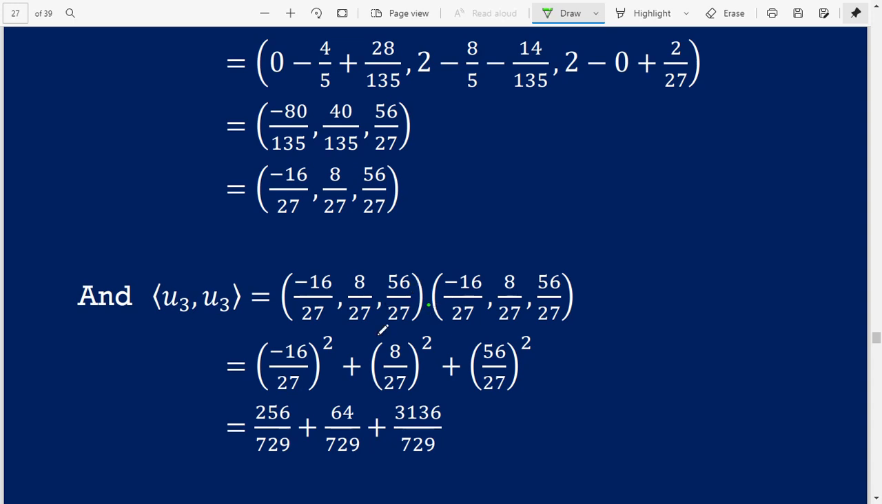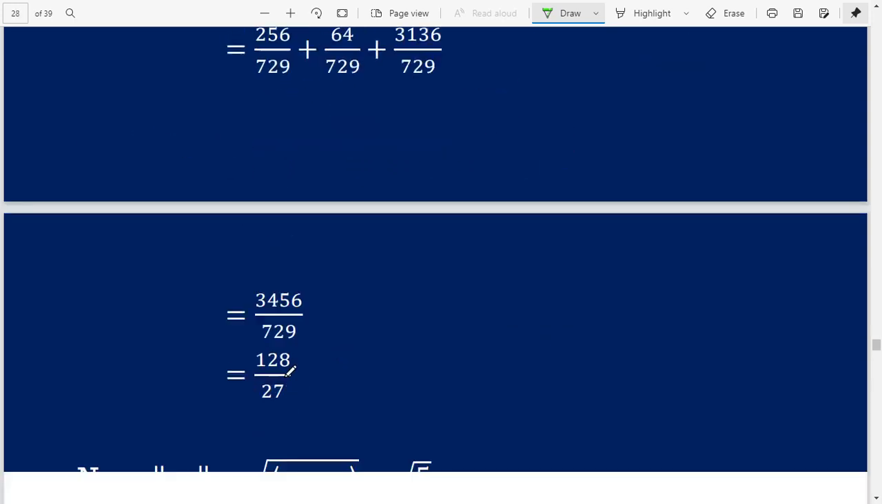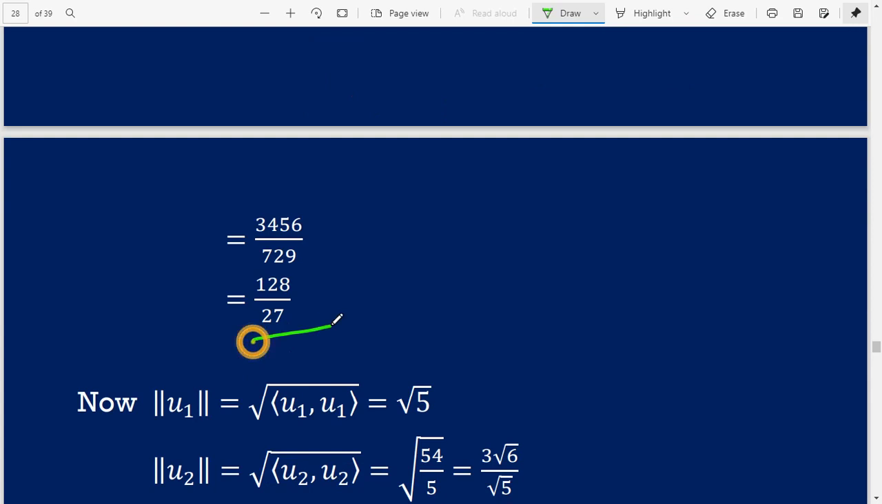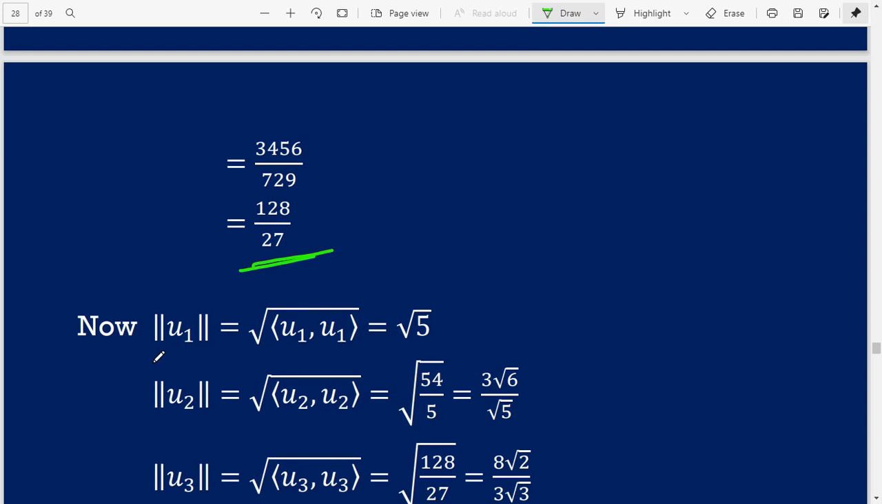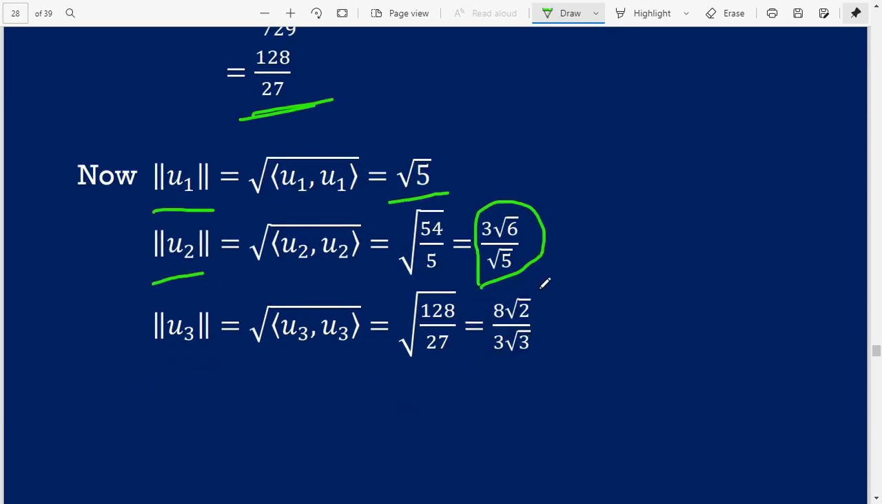We find the dot product of this: minus 16 upon 27 whole square plus 8 upon 27 whole square plus 56 upon 27 whole square. Simplifying this, we get the value 128 upon 27. So we get the value norm u1 is equal to under root 5, norm u2 is equal to 3 under root 6 by under root 5, and norm u3 is equal to 8 under root 2 upon 3 under root 3.